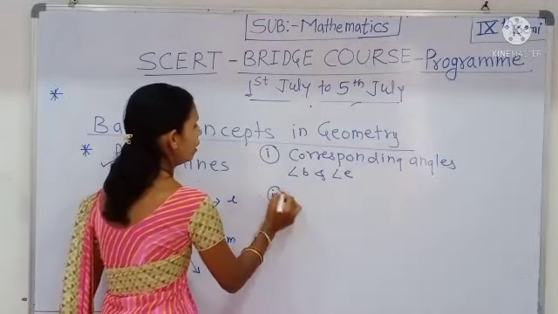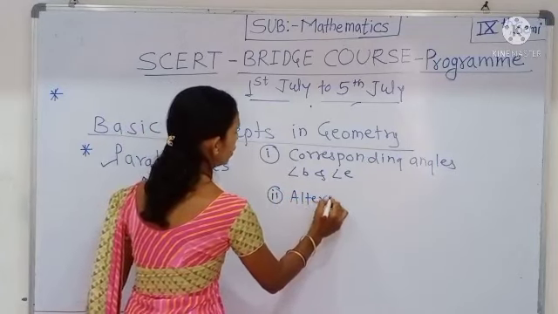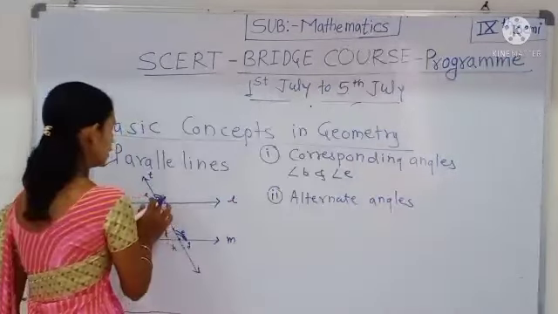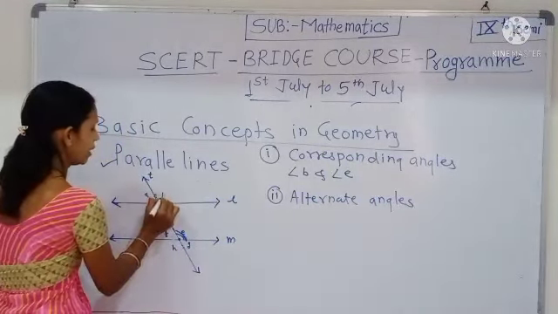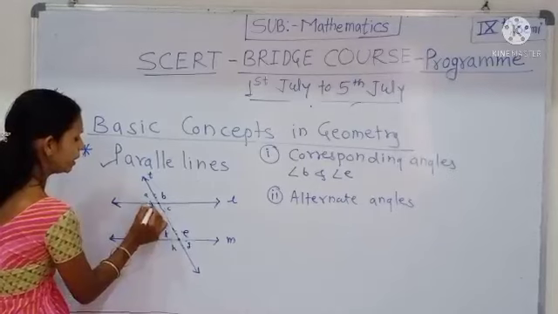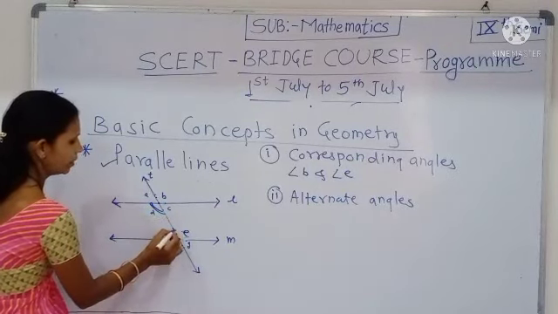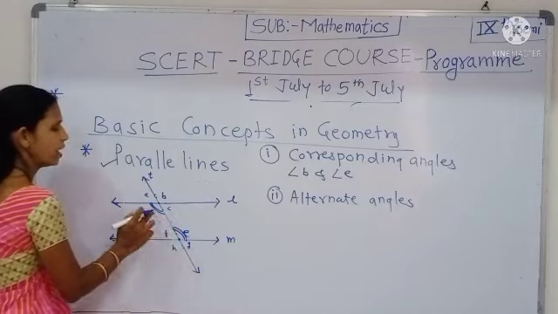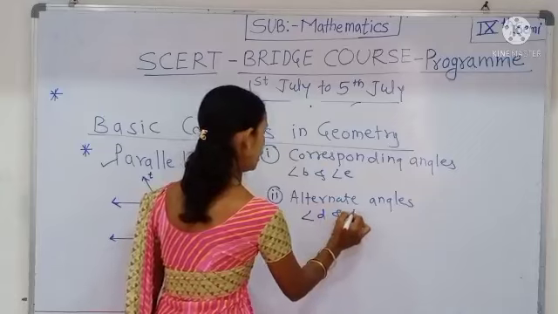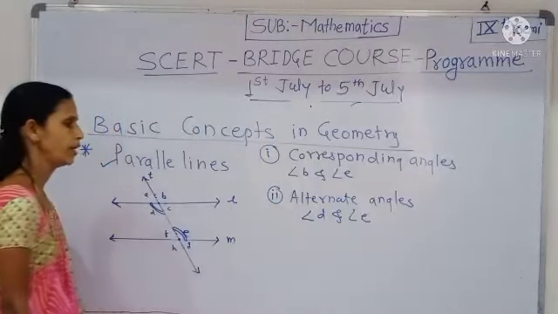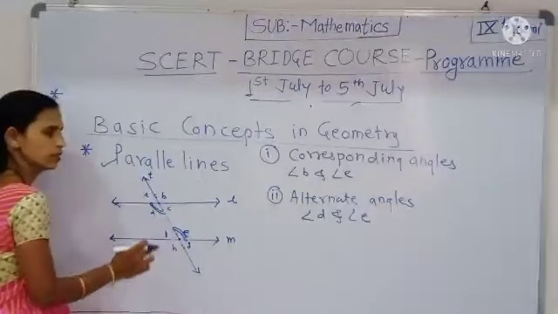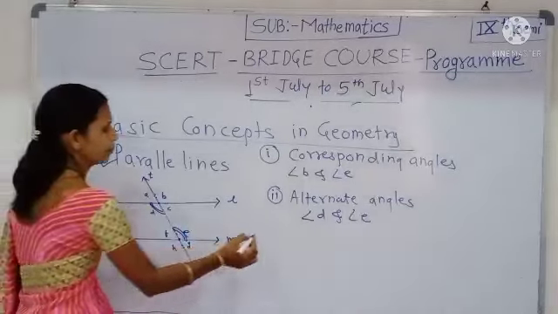Then alternate angles are formed there. See here, angle D and angle E are alternate angle pairs. Then there is one more pair of alternate angles. Then you have to write this.